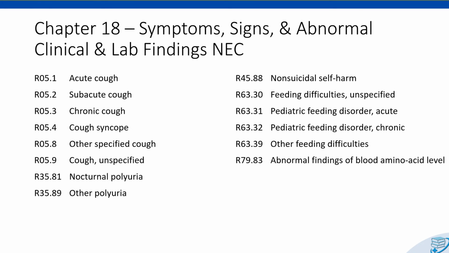And then we also have some codes that are related to pediatric feeding disorder, and that can be described as an impaired oral intake that is not age appropriate, and it's associated with medical, nutritional, feeding skill, and/or psychosocial dysfunction. You can also see here we have a couple of new codes, R35.81 for nocturnal polyuria, R35.89 other polyuria, and even the R70.9 code for abnormal finding of blood amino acid level.